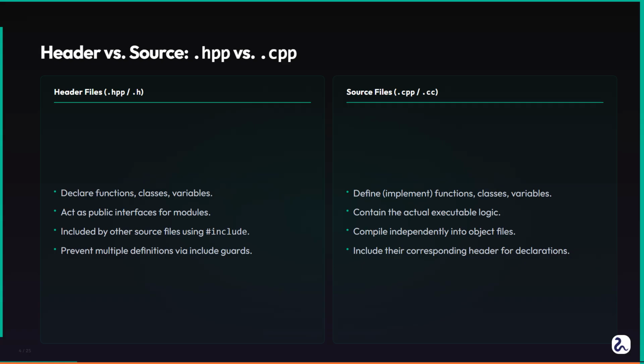The header file, typically ending in .hpp or .h, contains declarations. It's like a table of contents for a library. It tells you that a function called add exists and takes two integers, returning an integer. But it doesn't tell you how add actually performs the sum. The source file, usually .cpp, contains the definitions. It's the actual book in the library, holding the full implementation of add.